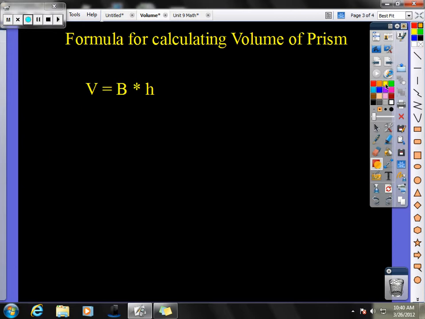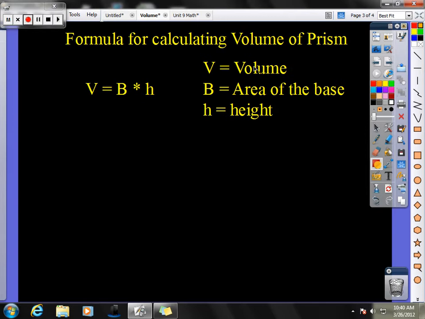So just to give you an idea of what 3D shapes look like, now we want to talk about calculating the formula for the volume of a prism. We know that the formula is big B times little h. The way that breaks down is V equals volume, big B equals the area of the base, and h is the height. So now let's go ahead and create our 3D object.